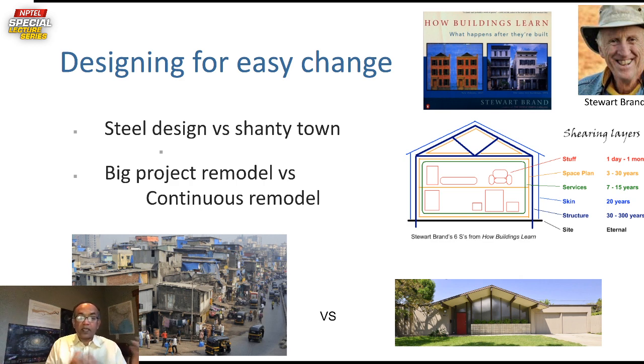So today we have these giant, incredible steel designs like the kind you find in, say, Dubai. And on the other hand, you have these shanty towns, these slums. The conjecture there is that the shantytown kind of communities, which are undergoing continuous remodel, in the long run are the ones who tend to survive. No one building might look the same, they may vary, but in the end, these are the communities that survive.